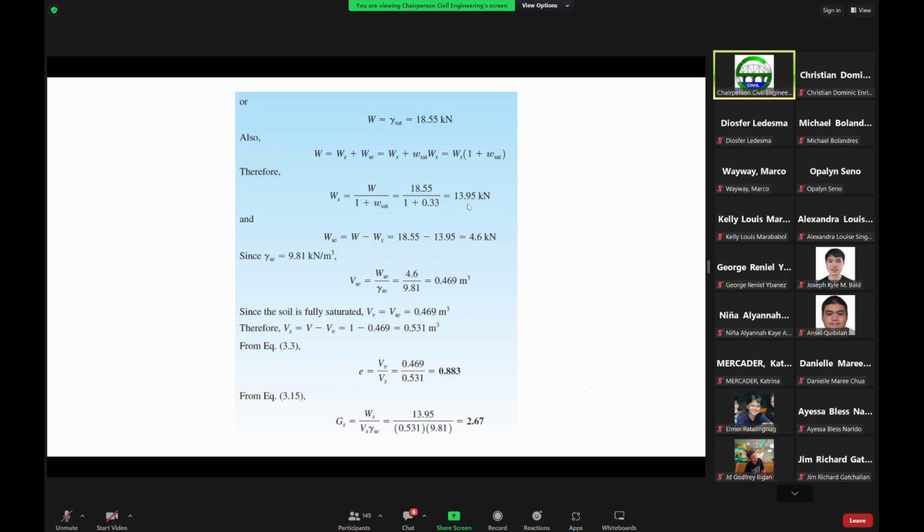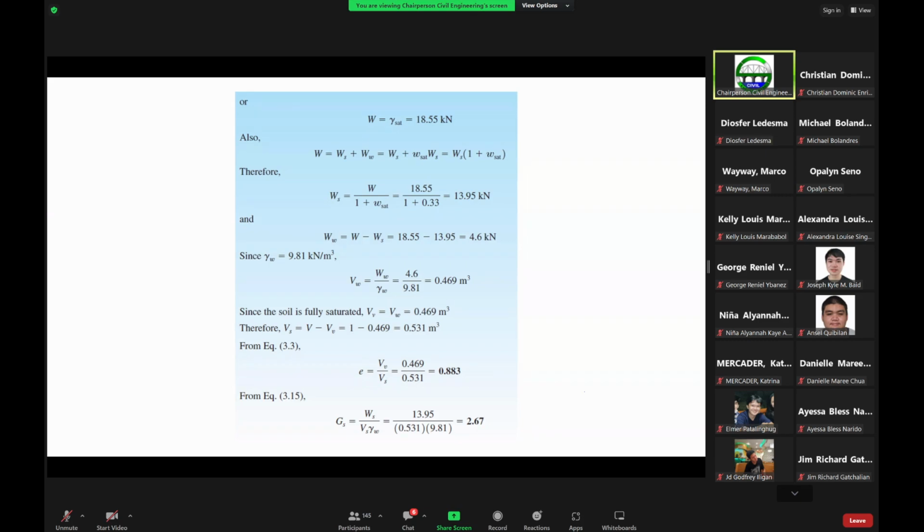So the weight of the solids is equal to 13.95 kilonewtons. The weight of the soil solids should be smaller than the total weight. By definition, the total weight is equal to the weight of the soil solids plus the weight of water. So the weight of water is equal to the total weight minus the weight of the soil solids. Substituting the values, the weight of the water is equal to 4.6 kilonewtons.